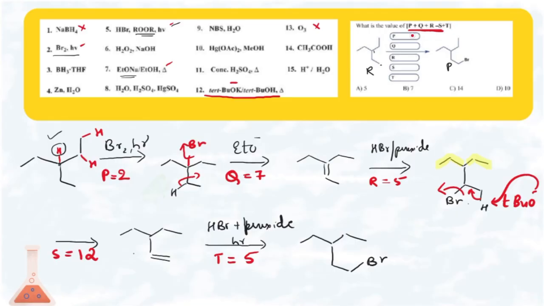But let's solve for the value. P is 2, Q is 7, R is 5, S is 12, and T is 5. So 5, 5, 5, 10, 17, 19 minus 12 would be 7. So 7 is the final answer. And where do we have it? In option B. Therefore, the right option is B.